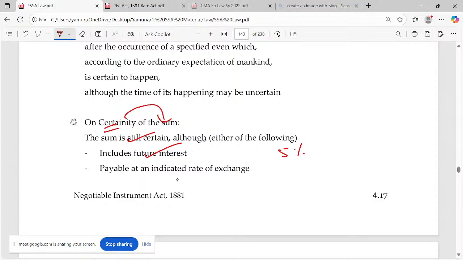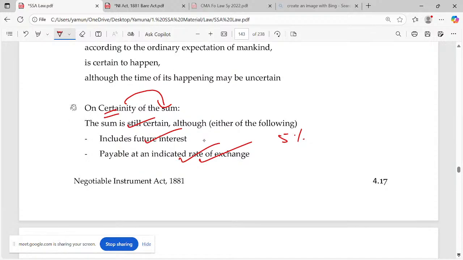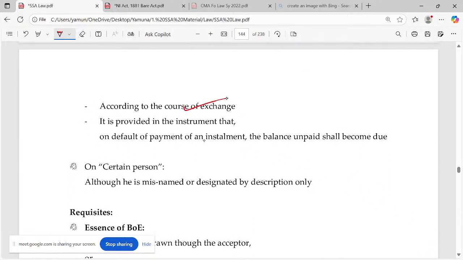Okay. It should be payable at an indicated rate of exchange. If it is a foreign bill, the rate of exchange on the maturity date has to be considered. Okay, that need not be mentioned, but it's understood as certain. According to the course of exchange, if it is provided in an instrument, then on default of payment, the balance unpaid becomes due. The remaining payment has to be made. And certainty deals with a certain person also, although he is misnamed or designated by description only, it can also be taken.